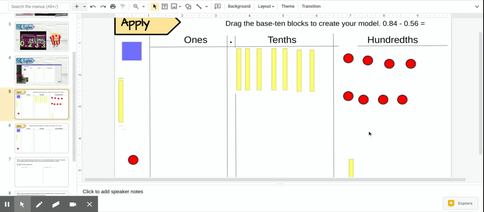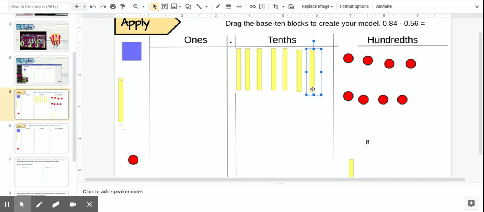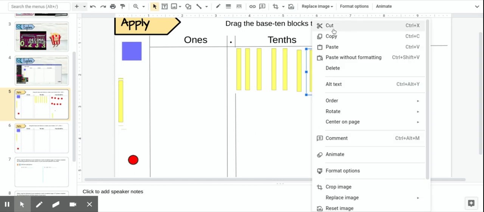Really, boys and girls, I'm just going to right click on these and delete them. I'm going to take away 6. So if I right click on them, I'm going to hit cut. I'm going to do that 6 times. 1, 2, 3, 4, 5, 6, because I want to get rid of them. You could also cross them out if you're doing this on paper.